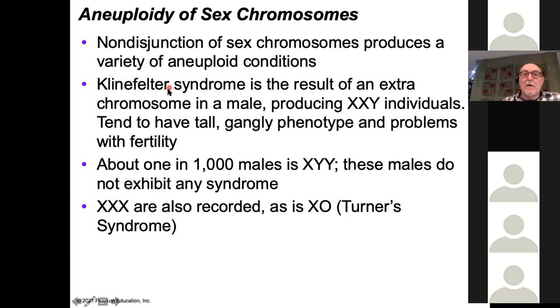One of them is one of the commoner ones. I don't want to say it's common because it's not common in the overall population. But if you're talking about aneuploidies, it's one of the commoner aneuploidies, Klinefelter syndrome, and that is XXY. 2 X chromosomes and a Y chromosome. It produces a variety of phenotypes, but usually they associate people with Klinefelter being tall and gangly.